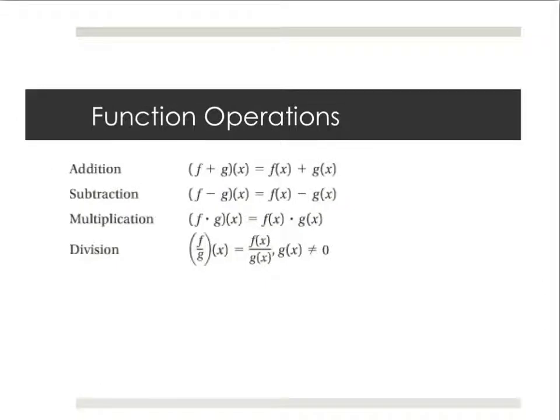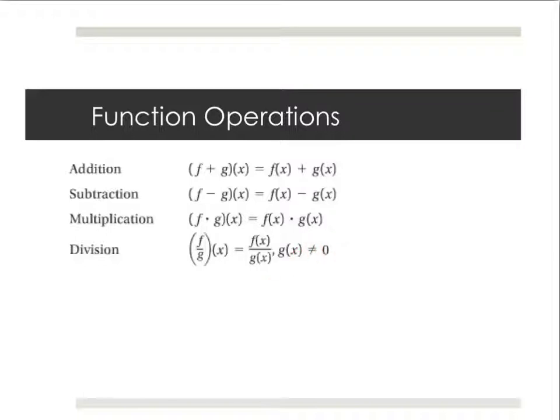And here we have the four basic function operations, and they are the same as the four operations just in mathematics. So addition, we can add two functions together. Subtraction, we can subtract one from the other. As usual, addition is commutative, subtraction is not. Multiplication, we multiply the two together, again commutative, and division, where we divide the two functions, and of course g of x cannot equal 0.